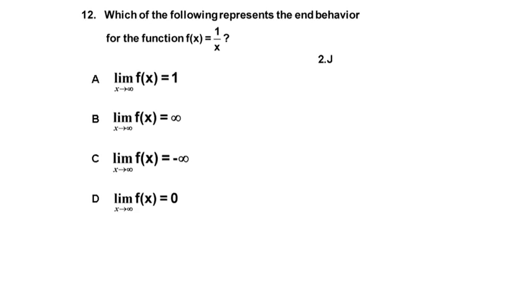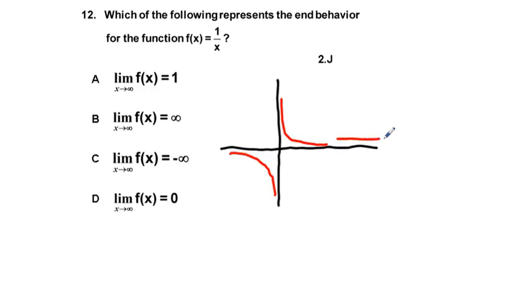Next, which of the following represents the end behavior for the function f of x equals 1 over x? Well, we can graph this function quite easily. The function f of x equals 1 over x goes like this. And as x gets bigger and bigger, what does y go toward? Well, it goes towards 0. So we say the limit as x approaches infinity of f of x equals 0.